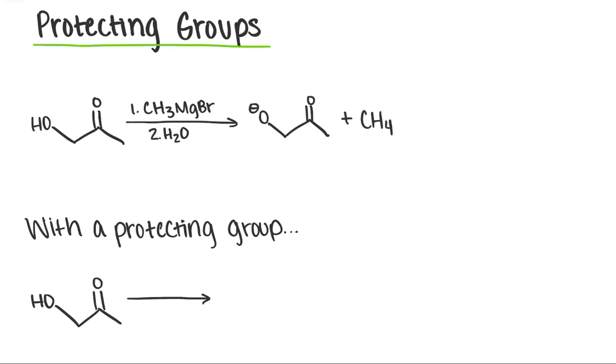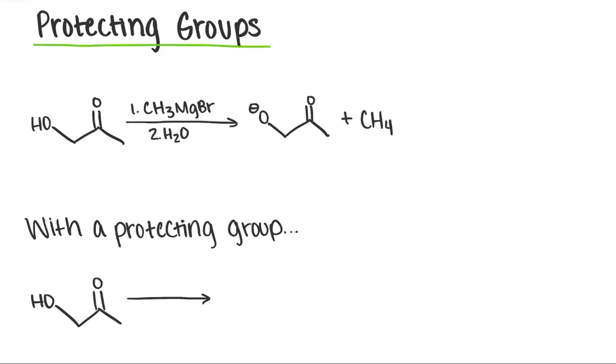However, if there is something such as an alcohol present or any sort of NH or OH bonds, the Grignard is going to react with that, resulting in deprotonation. So in order to keep bonds such as OH and NH from reacting with the basic reagents or our Grignards, we can add a protecting group. One of these protecting groups is a TBDMS group, which is going to protect alcohols.